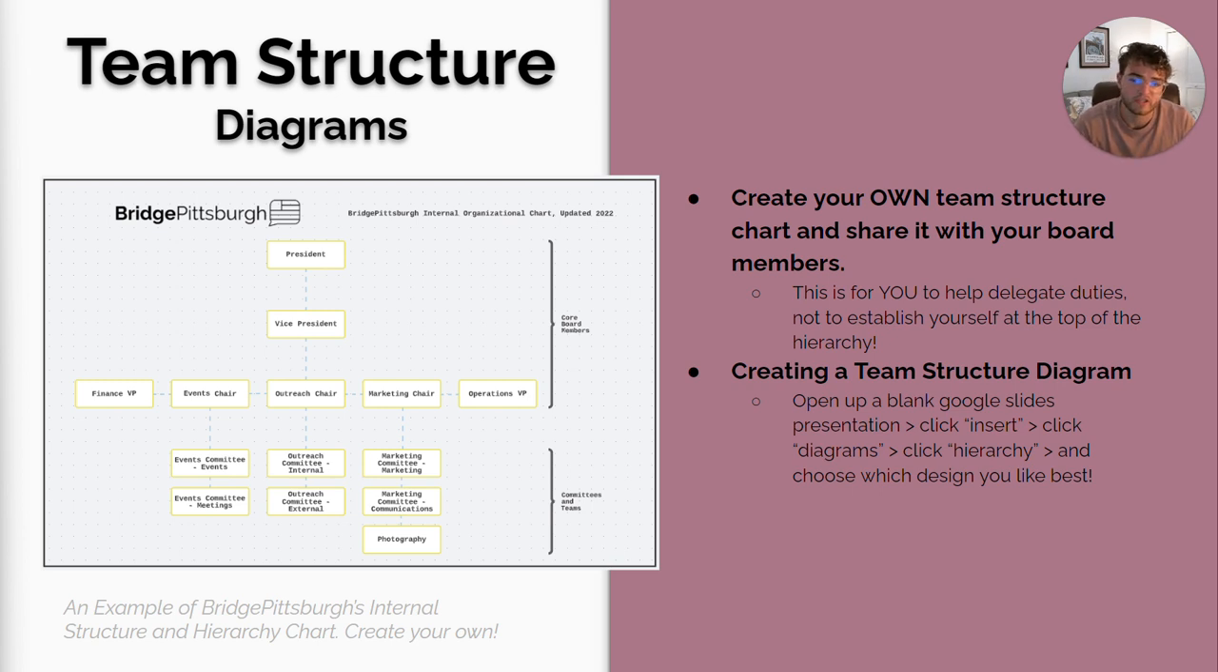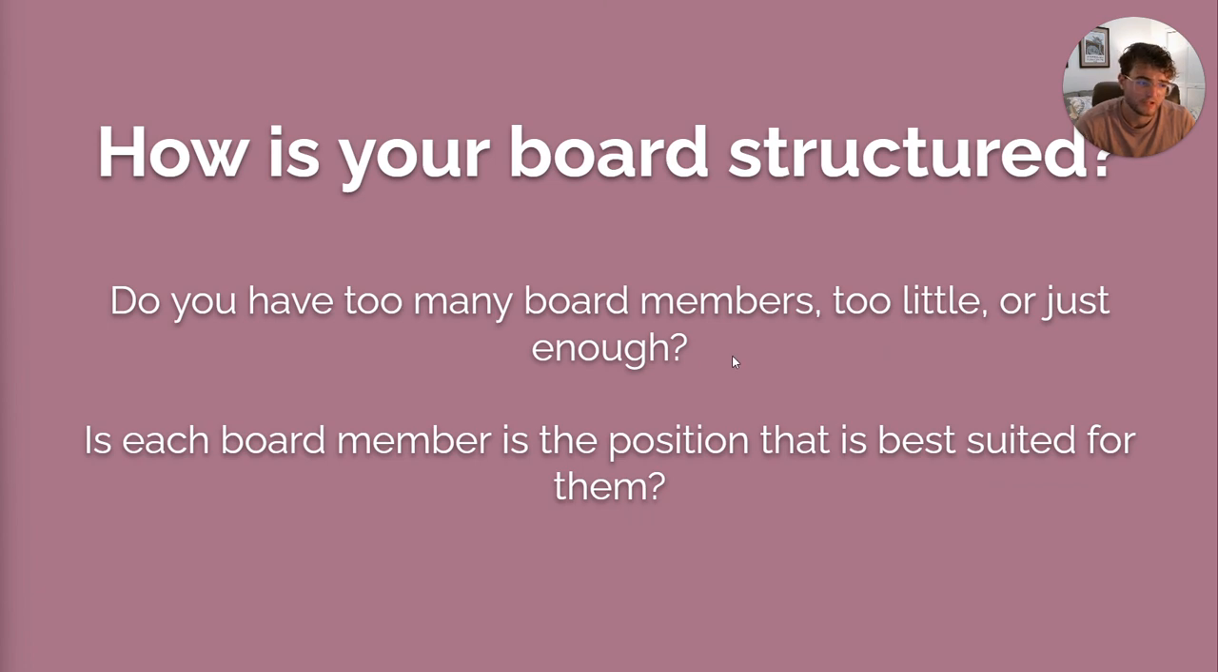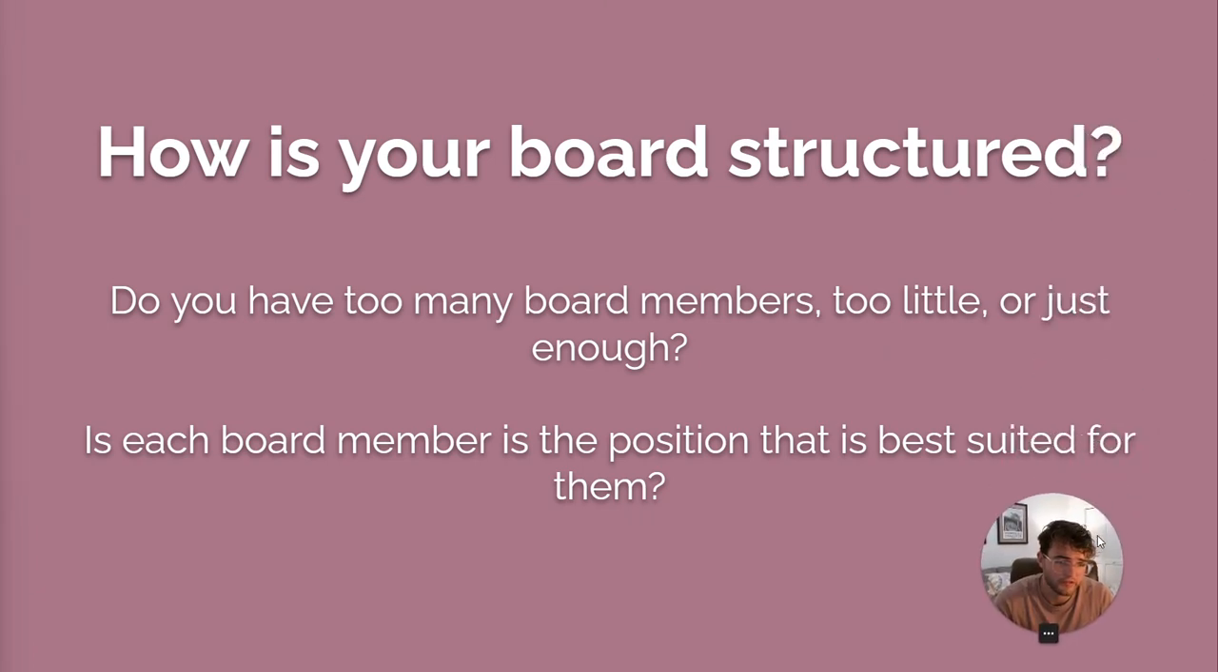So just some open questions that you might want to think about as you are deciding how to structure your team: do you have enough board members? Do you have too few? Or is it just enough? Is each board member in a position that's best suited for them? And then generally, how is your board structure? And then also think about how you can improve your board structure.